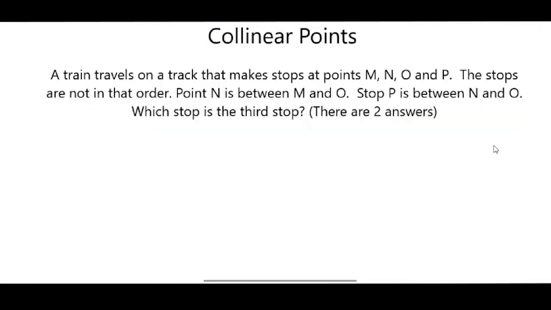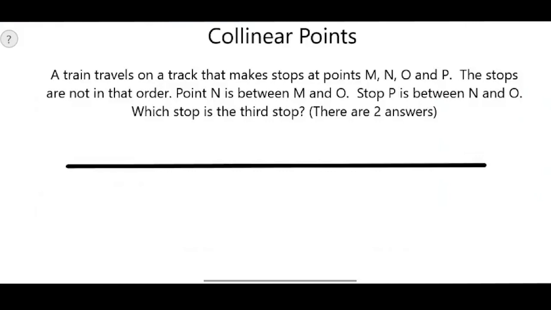So let's say that a train travels on a track that makes stops at points M, N, O, and P. The stops are not in that order. Point N is between M and O, and stop P is between N and O. Which stop is the third stop? All right, well, there's 2 answers here, so I'll give you that hint.